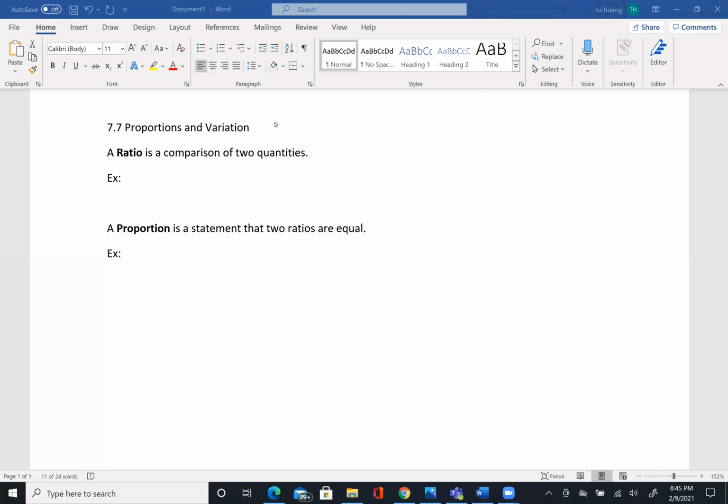Hello everyone. So today I'm going to talk about section 7.7, proportion and variation. Let's start with some definitions.